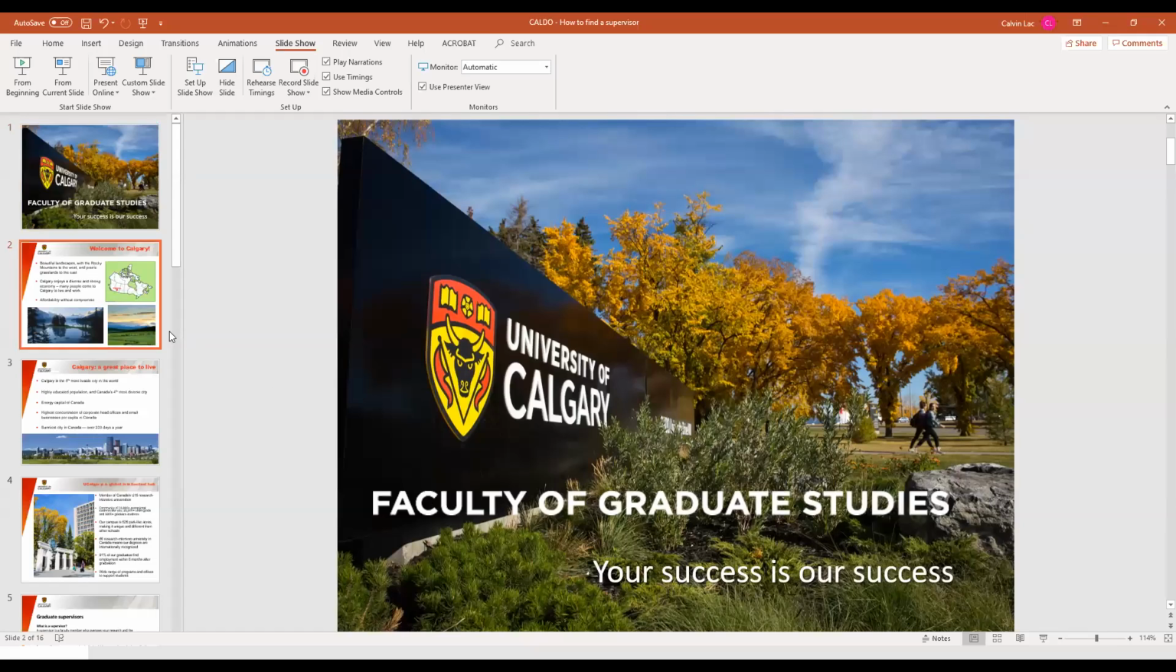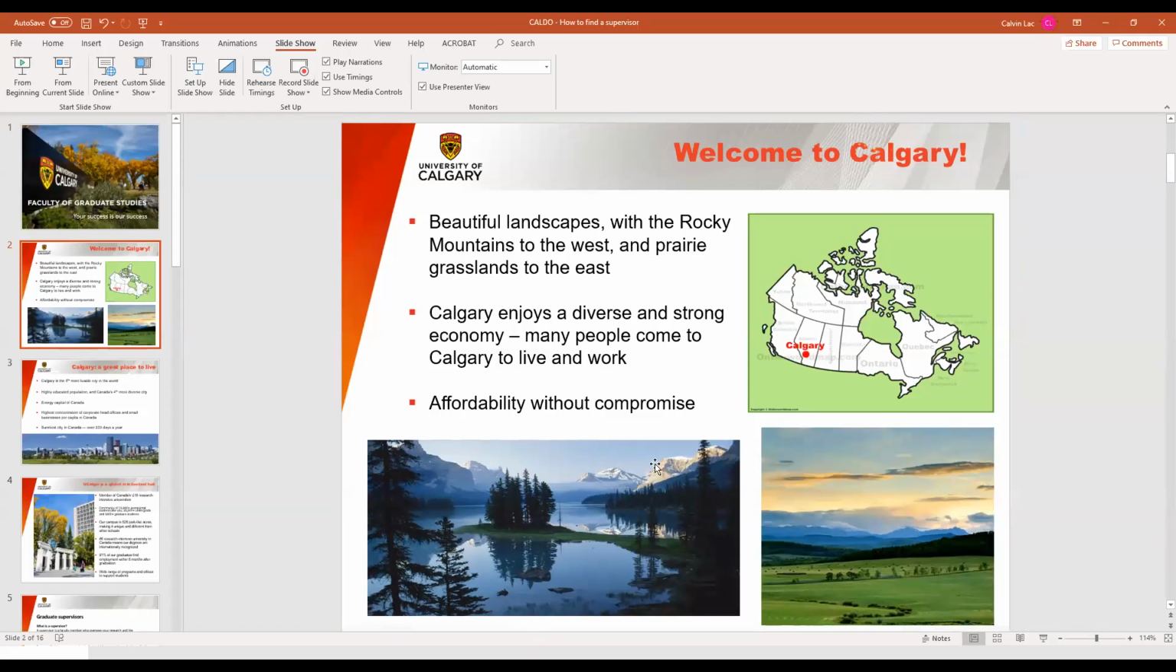So the University of Calgary is located in the city of Calgary, which is in Alberta. We're not the capital city, Edmonton is, but we are the largest city in Alberta. We have over 1.2 million people living in our city, which makes us one of the largest cities in Canada. We have beautiful landscape in and around our city that a lot of students can take advantage of. You can see some of the mountains and lakes that you can enjoy on your off days.